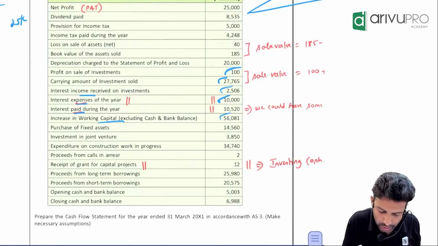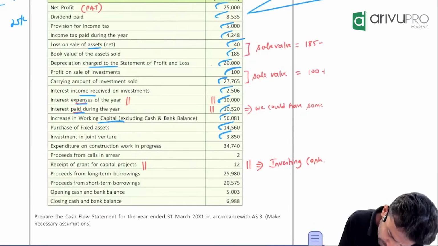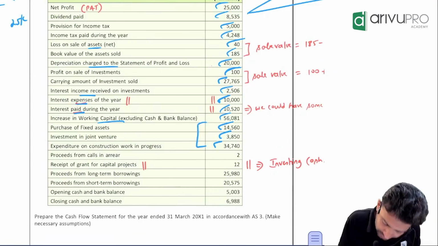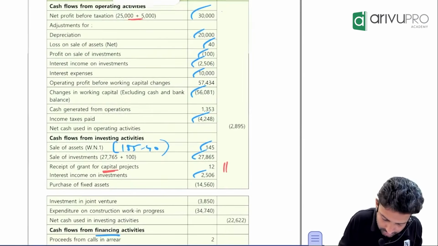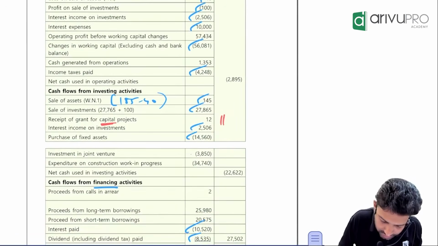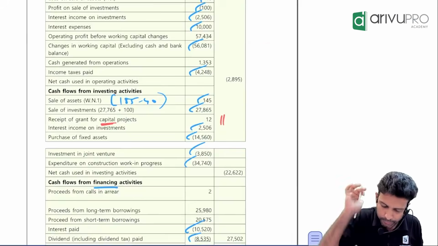Next. What is next? Purchase of fixed asset, investment in joint venture, expenditure on construction work in progress. All are what activity? Investing activity. These three numbers we should minus. Where is it? 14,560, 3,850 expenditure on work in progress. Take it, dump it. No calculations.